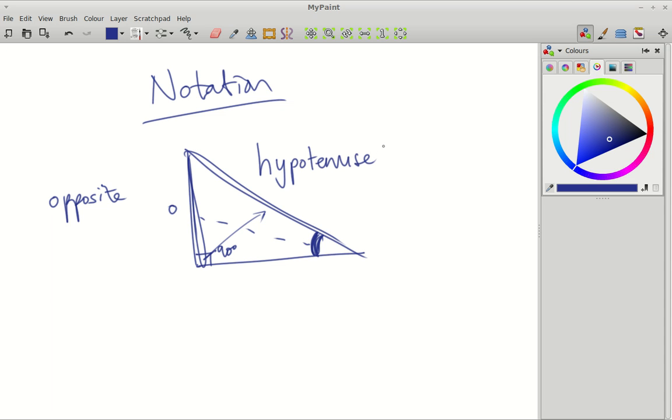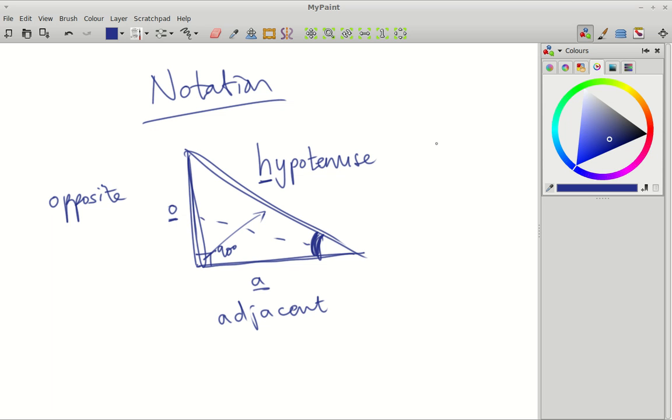So if you've not come across that word before, hypotenuse is the longest length in the triangle, and it's usually just called H. So I've got O, H, and then the side length that's next to the angle, a fancy word for next to is adjacent. So we know adjacent, opposite, and hypotenuse.